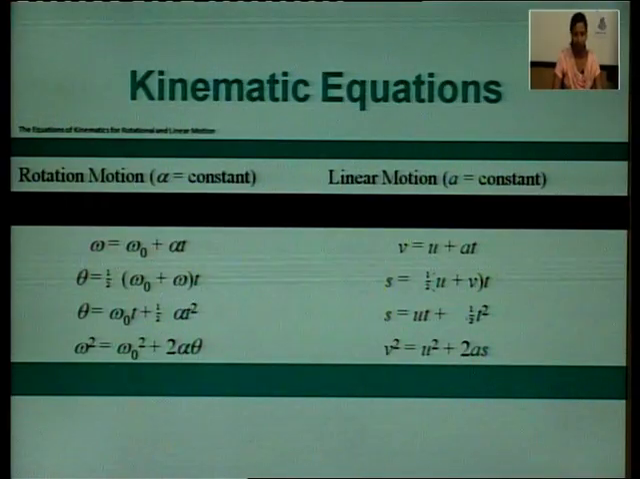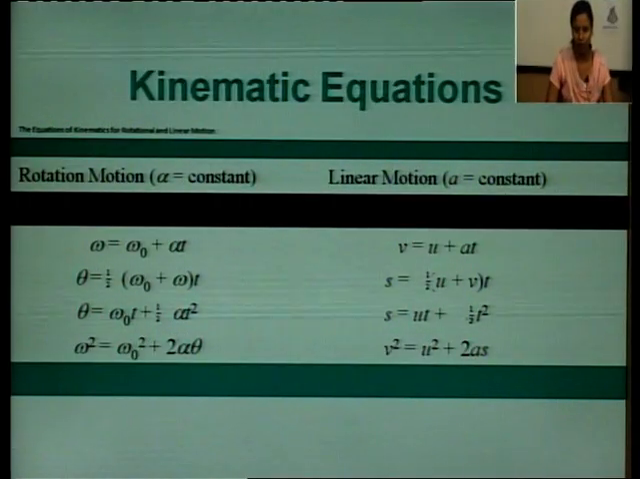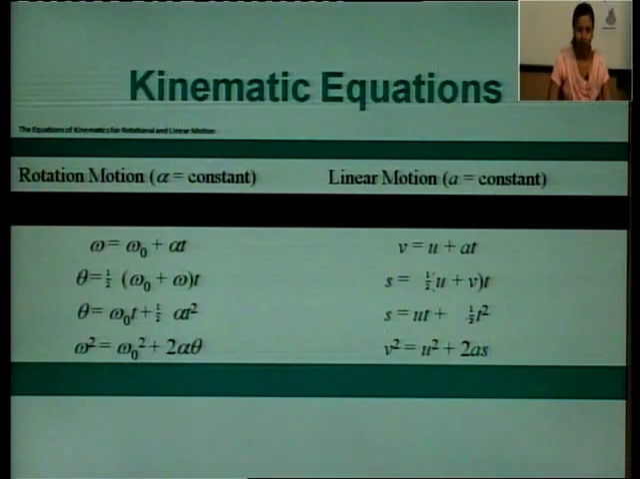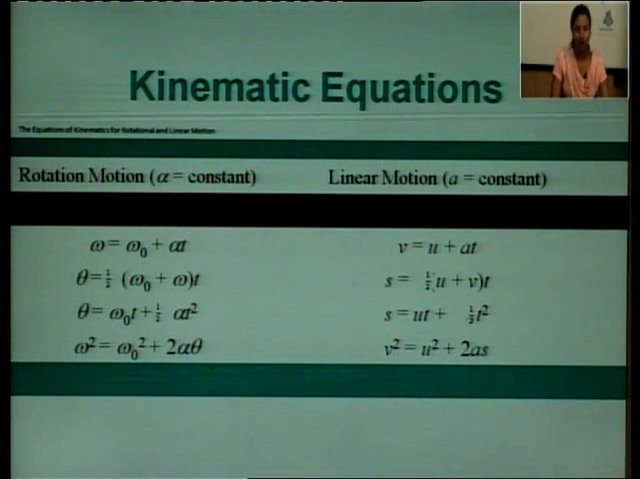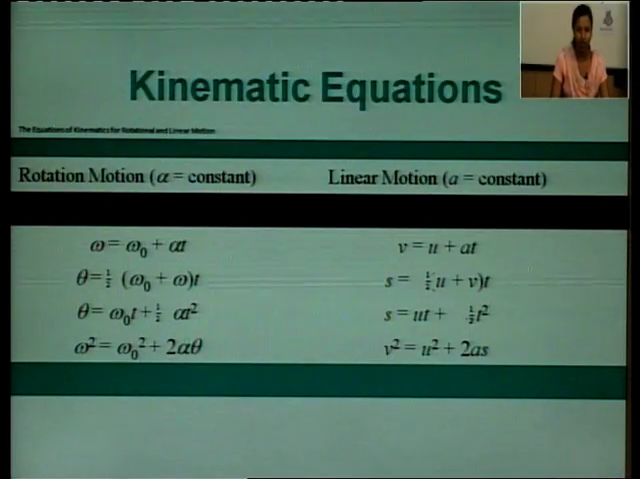rotational motion. Instead of a, here alpha is constant. So, instead of velocity, here comes the angular velocity omega. So, omega = omega naught + alpha t, theta = (1/2)(omega naught + omega) × t, and the third equation, similar to the linear motion, is theta = omega naught t + (1/2)alpha t², and the fourth one is omega² = omega naught² + 2 alpha theta.